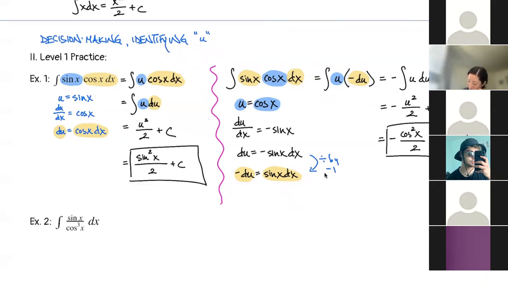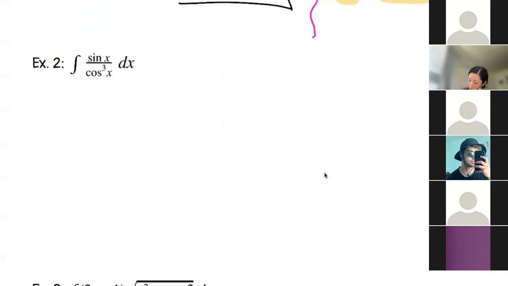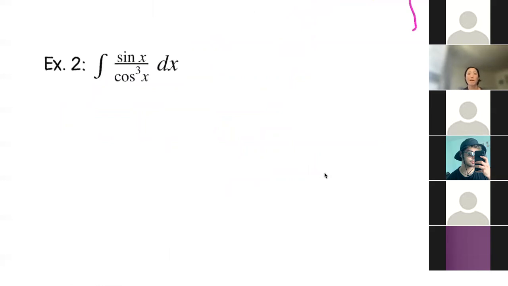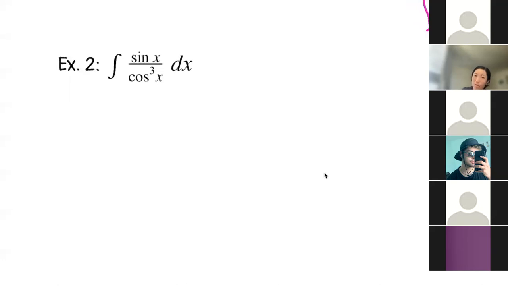So let's take a look at this second example. Okay. So we've got the integral of sine x over cosine cubed x dx. And so let's set it up two different ways just to see. Okay. So what might be one option for our u? Give me an option for u. Okay, so u equals sine x. All right. Someone else give me another option for u.